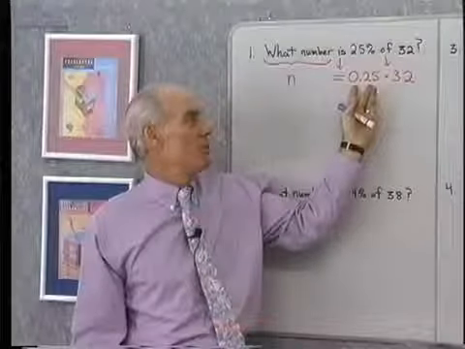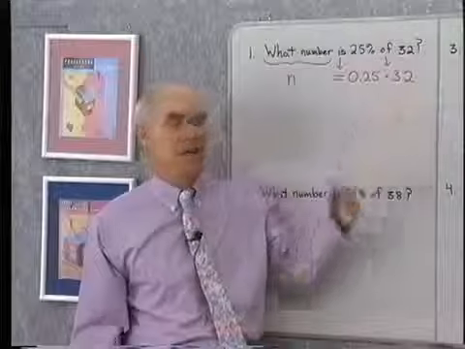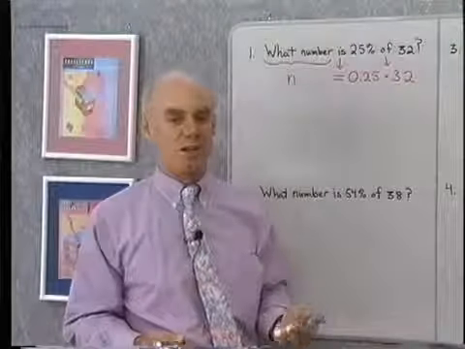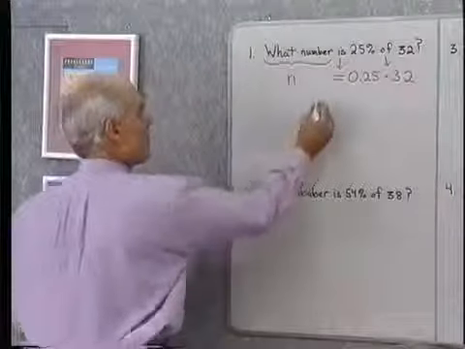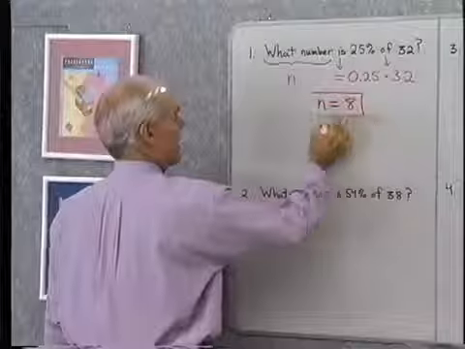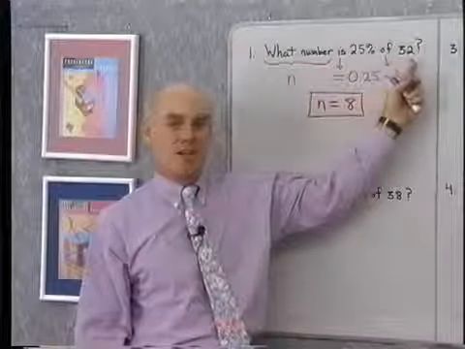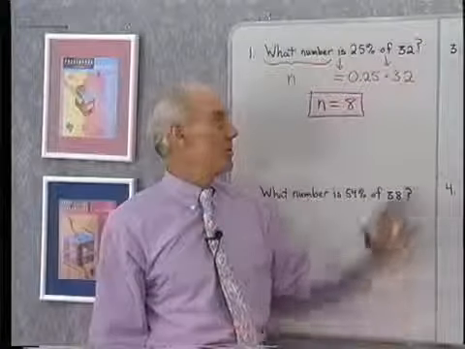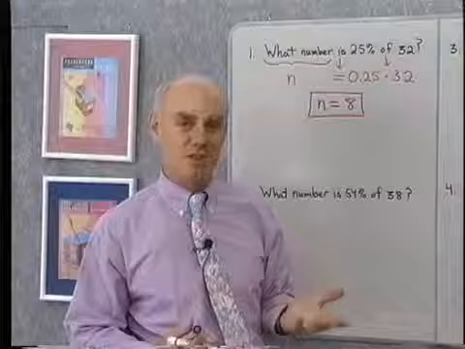Now the reason I write 0.25 here instead of 25% is that I'm going to be doing some arithmetic here, and I need to be able to work with a decimal. I can't do arithmetic with percents. The next thing is simply to multiply. When I multiply, I end up with 8. So n is equal to 8. So 8 is the number that's 25% of 32. And that makes sense, doesn't it? Because 25% is the same as 1/4, and isn't 1/4 of 32 the same as 8?